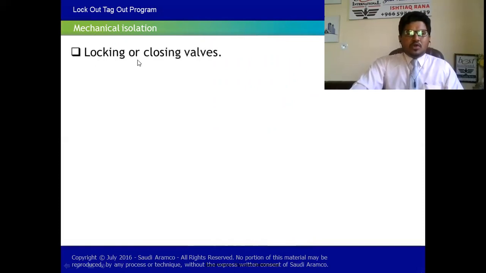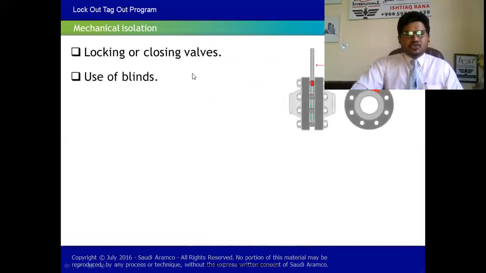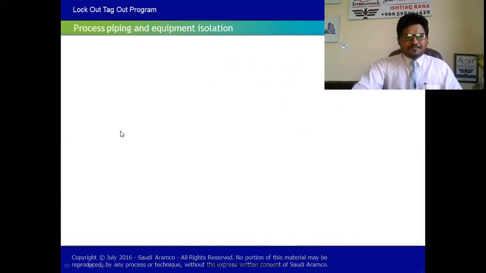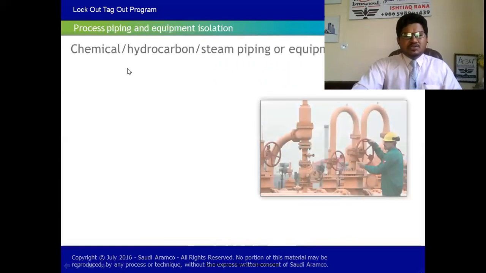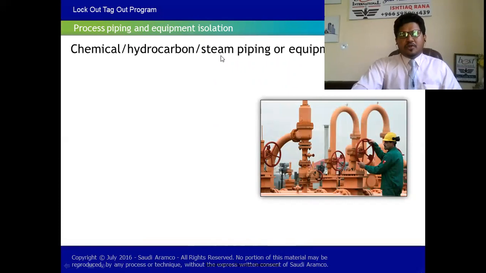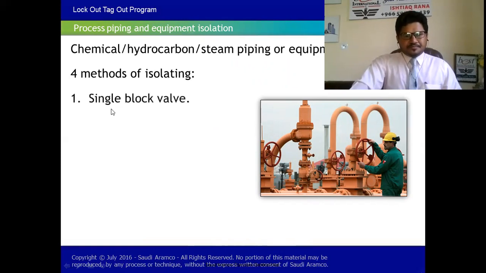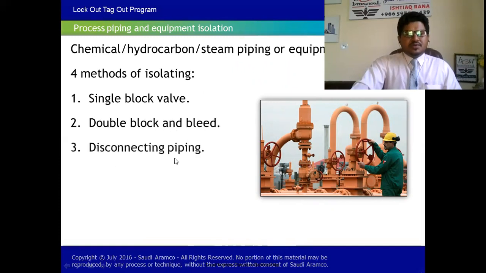Mechanical isolation: locking or closing valves, use of blinds, look how blinds look like. Physical removal of piping, look at the picture. And mechanical block. Process piping and equipment isolation, how are we going to do it? Chemical, hydrochemical, steam piping and equipment are there. Four methods of isolating are guided by Saudi Aramco. So these are single block valve, double block and bleed, disconnecting piping and blinding. So let's discuss one by one.